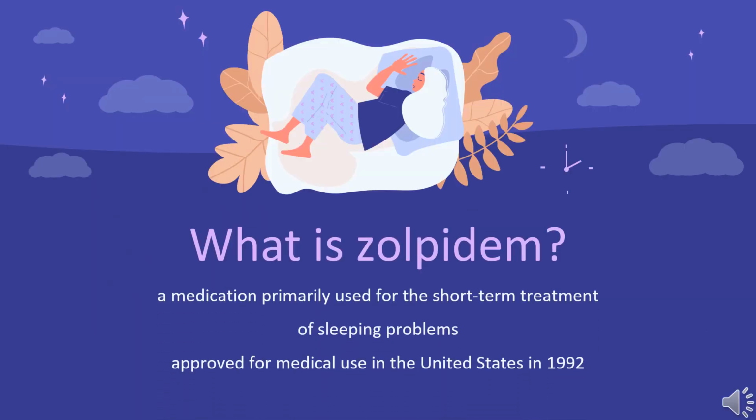What is Zolpidem? Zolpidem, sold under the brand name Ambien among others, is a medication primarily used for the short-term treatment of sleeping problems. Guidelines recommend that it be used only after cognitive behavioral therapy for insomnia and behavioral changes, such as sleep hygiene, have been tried.